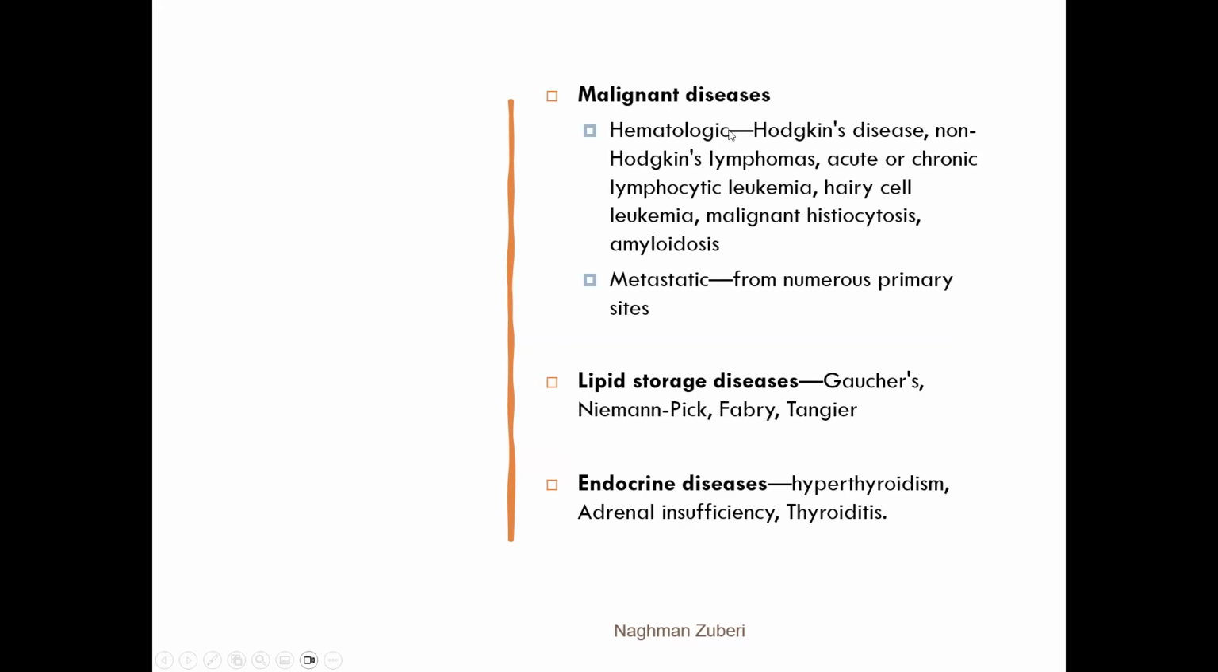Malignant diseases like hematological Hodgkin's disease, non-Hodgkin's lymphomas, acute or chronic lymphocytic leukemia, hairy cell leukemia, malignant histiocytosis, amyloidosis, etc., and the metastatic tumors from numerous primary sites. Then lipid storage diseases: Gaucher's, Niemann-Pick, Fabry, and Tangier diseases. Endocrine problems like hyperthyroidism, adrenal insufficiency, and thyroiditis can also lead to lymphadenopathy.